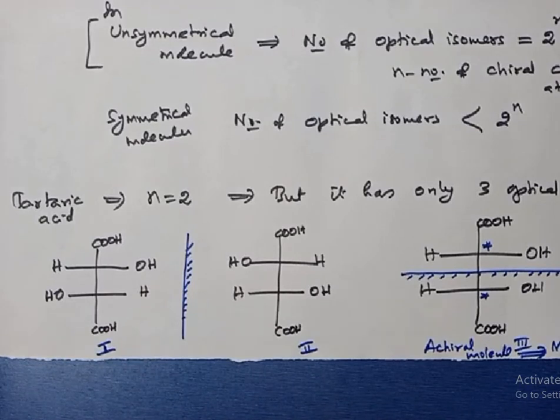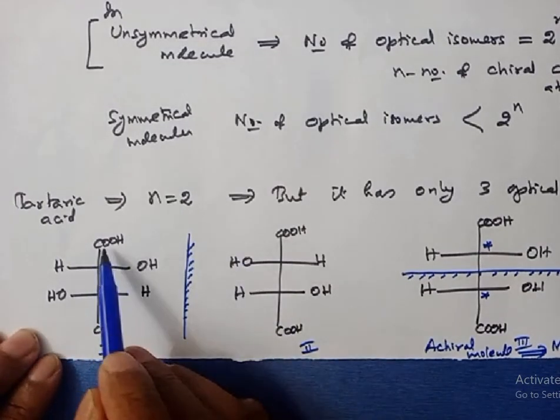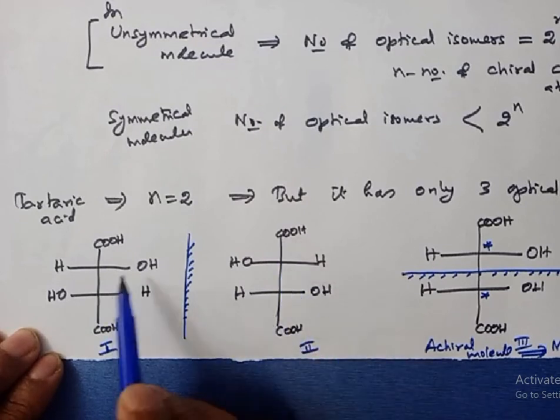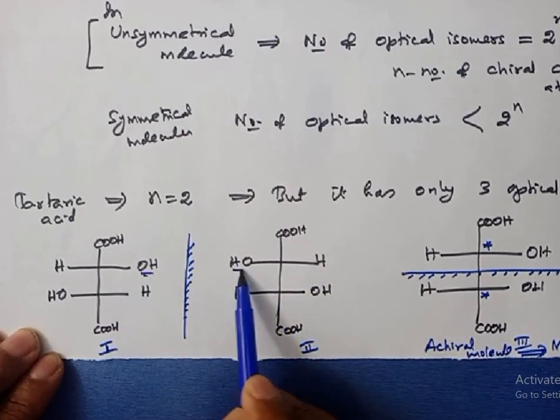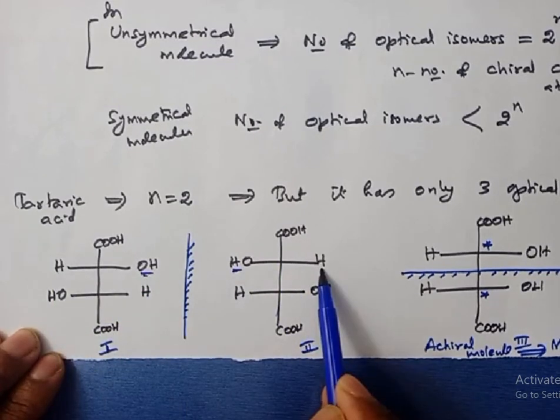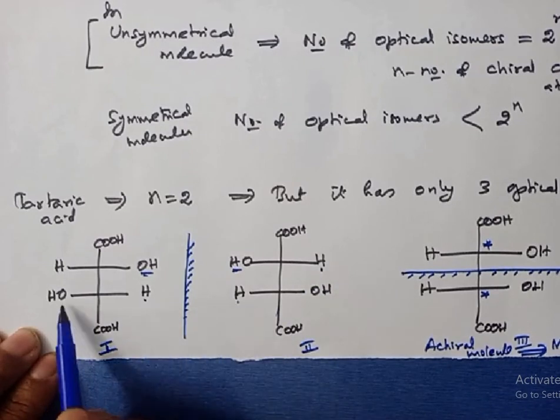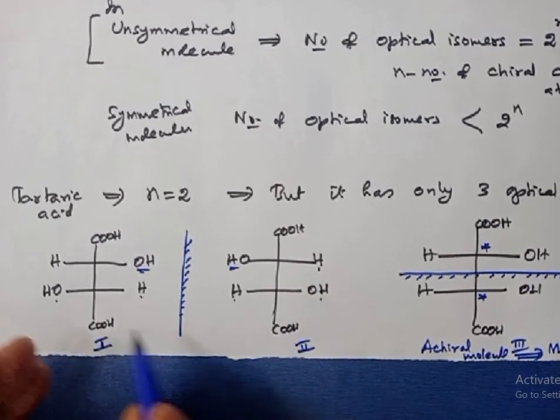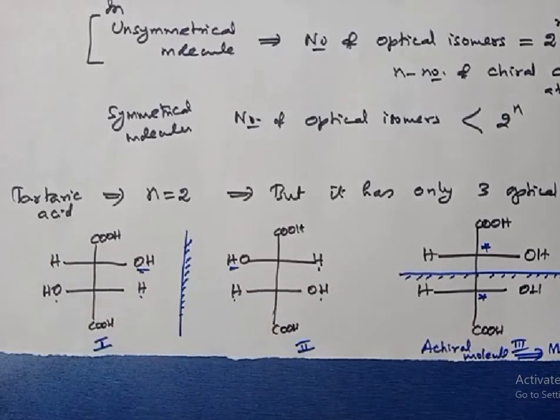Structure 1 and structure 2 have a mirror image relationship, am I right? See, COH, this vertical line remains as such. Here I have OH, and this hydrogen is reflected here. This hydrogen is here, and this OH is reflected here. So structure 1 and structure 2 have a mirror image relationship.